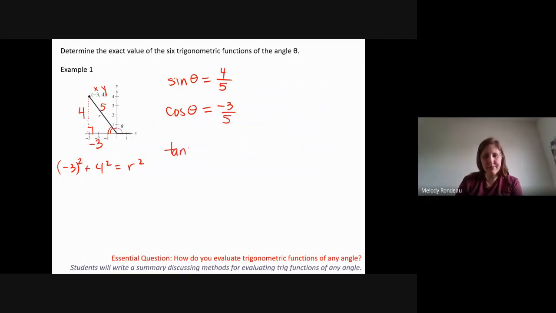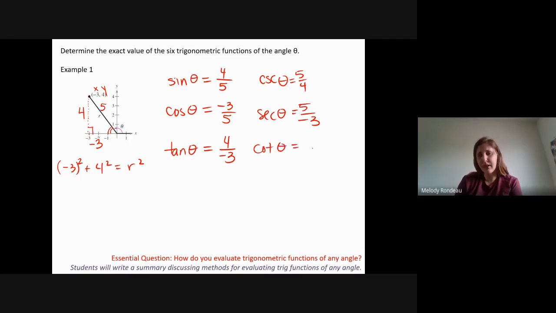And then tangent, this one is going to be y over x, sine over cosine, opposite over adjacent, lots of different ways to talk about tangent. But for this one, we'll do y over x. All of the ways that I mentioned would give you the same answer. We're doing all 6, so all the reciprocals: cosecant would be 5 over 4, secant 5 over -3, and cotangent -3 over 4.